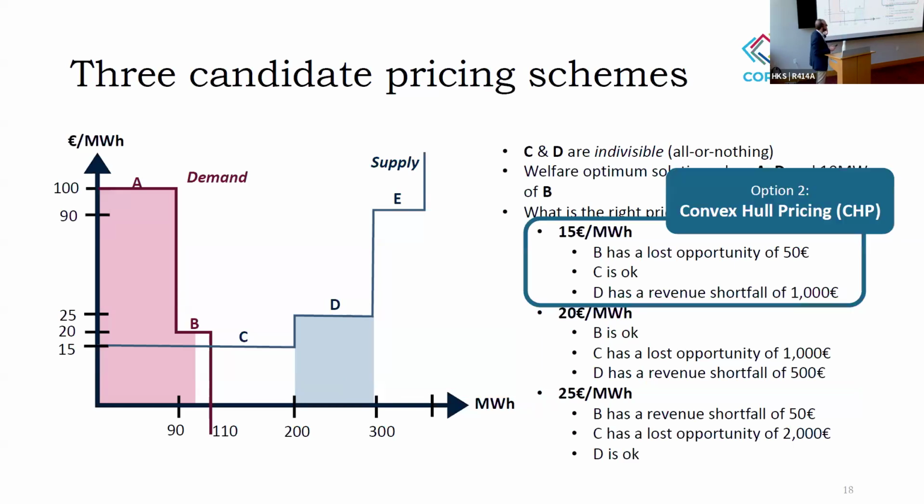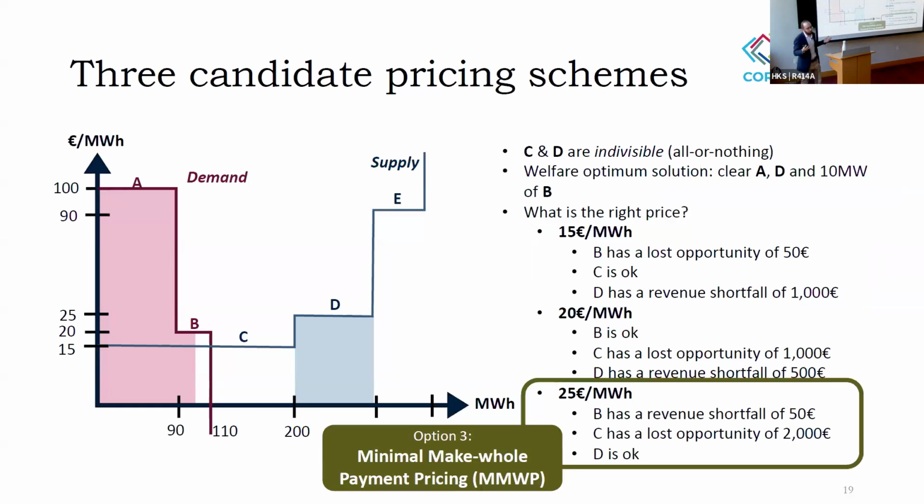Second possible solution, well, we have seen the concept of lost opportunity cost. Let's just pick the price that minimizes that, right? So that is the price that would be as incentive compatible as possible. If you look at the different numbers you see here, indeed with 15 euros, the total lost opportunity cost is 1,050 euros, which is smaller than 1,500 or 2,050. Right. So this is the price that is as incentive compatible as possible, that is as close as possible to an equilibrium. By the way, in the literature, this has been called convexity pricing for some mathematical reason, but you should not be frightened. That's just the price that minimizes lost opportunity costs, okay?